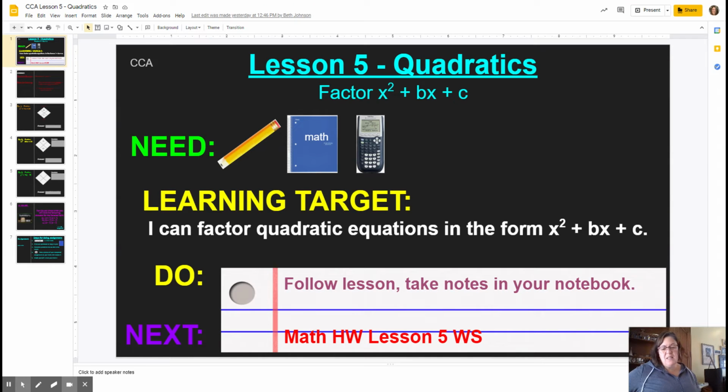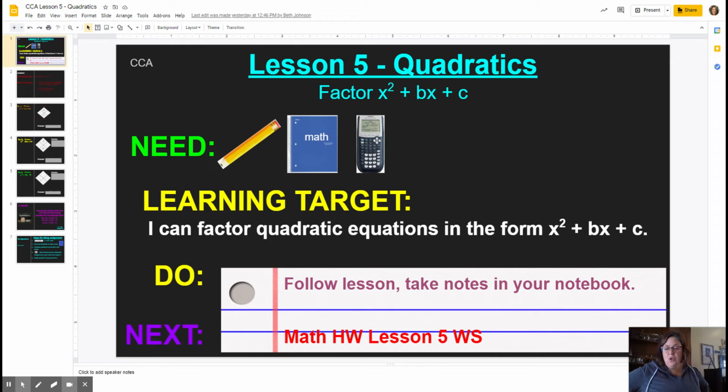All right, so today's lesson is lesson 5 on our quadratics unit. And we're going to do something called factoring x squared plus bx plus c. Okay, so your learning target today is you're going to learn how to factor quadratic equations in this form, x squared plus bx plus c, and then you're going to have a worksheet to go along with it.